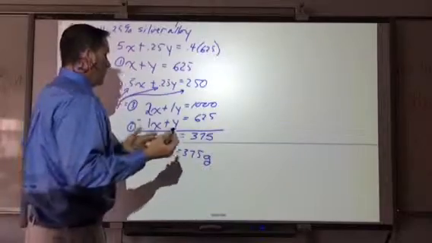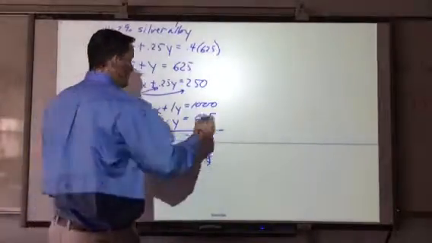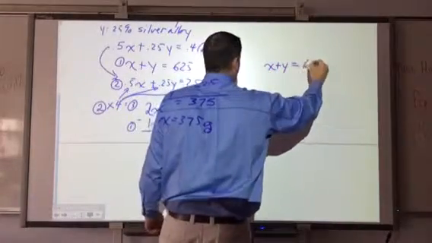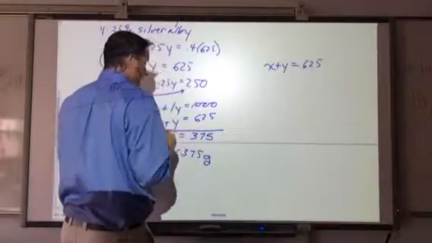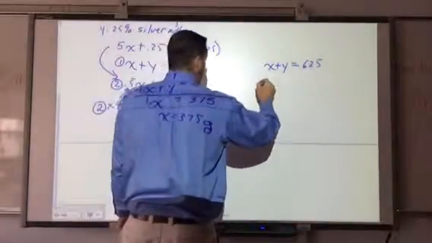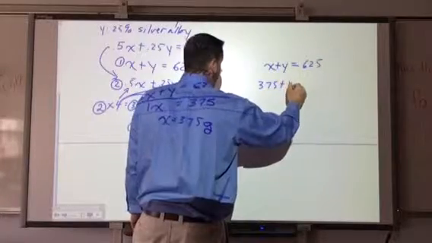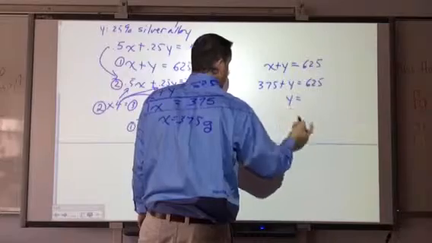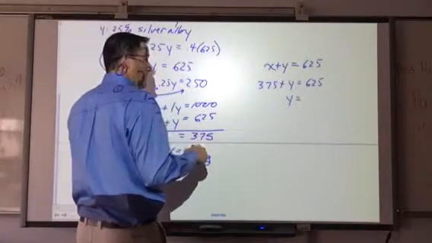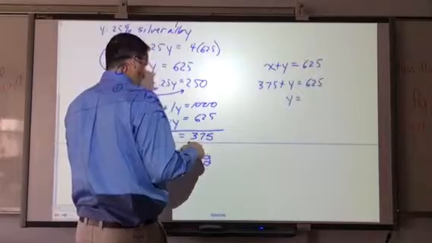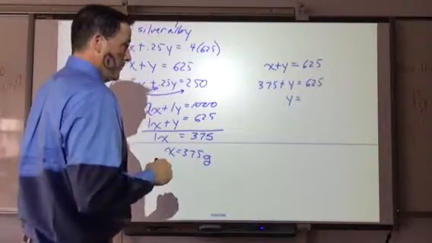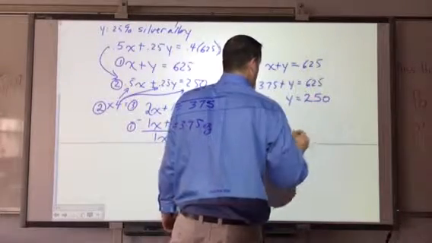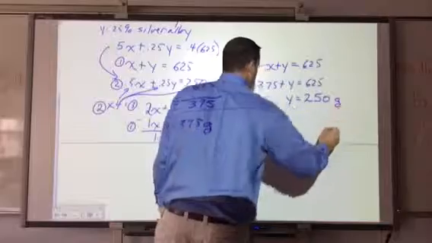Now we need to know the other one. So to solve for y, I'm going to take x plus y equals 625. 375 plus y equals 625. Y equals 625 minus 375, which is 250. Hopefully that's right. So, grams.